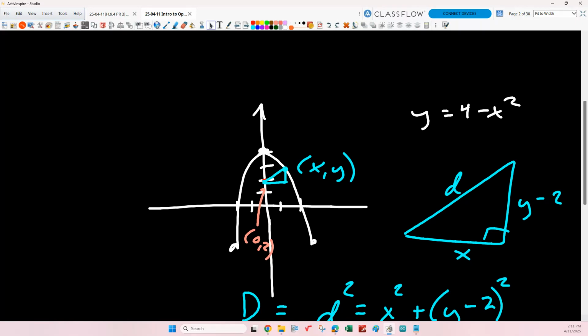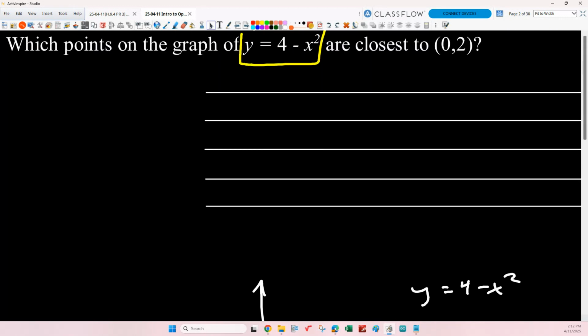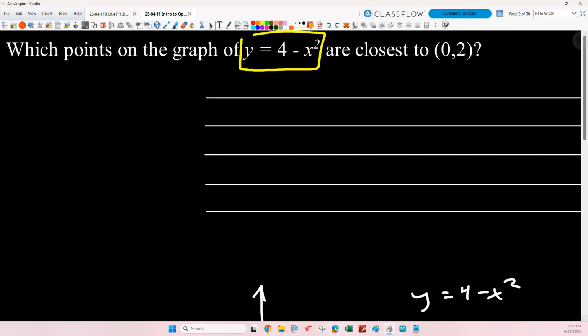So let's first of all come up with our objective function. The objective, what is the thing we're trying to find here? What's it want us to minimize? It doesn't even say it, but it's implied. Did you say it? Distance, right? It's the distance between the bead and the point at 0, 2, right? That's the thing we're trying to minimize. Agreed? So we need to come up with a distance function.